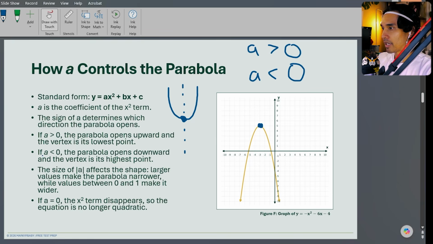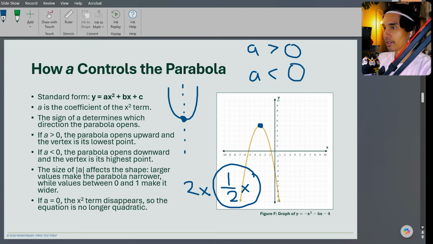And I do mention it here. If a is negative, the parabola opens downward, and the vertex is its highest point. This is one thing to note. The size of a affects the shape. Larger values make the parabola narrower. So a value of 2x is more narrow than a value of 1/2 x. Larger values make the parabola narrower, while values between 0 and 1 make it wider. So this would make the parabola wider. If a equals 0, the x squared term disappears, so the equation is no longer quadratic.